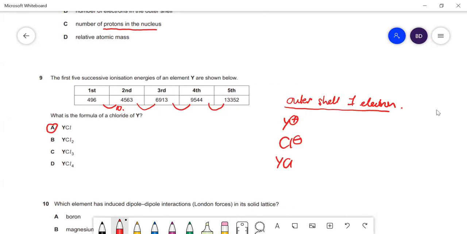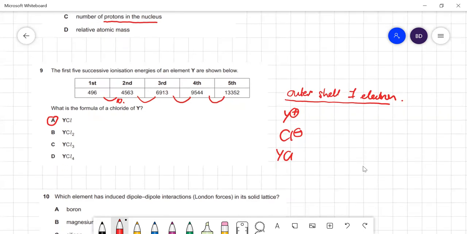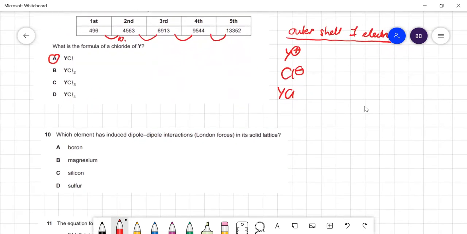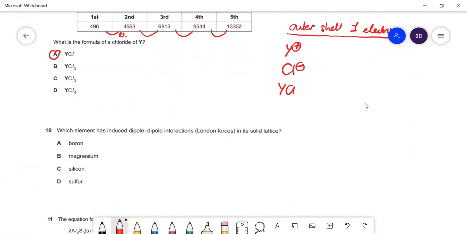Okay, which element has induced dipole-dipole, so London forces, in its solid lattice? Well, boron is a tricky one. It's actually giant covalent.